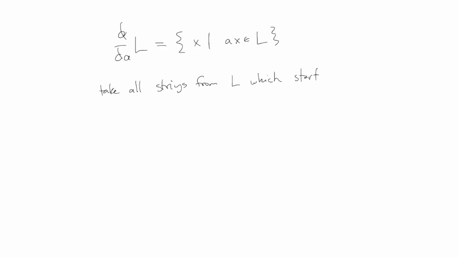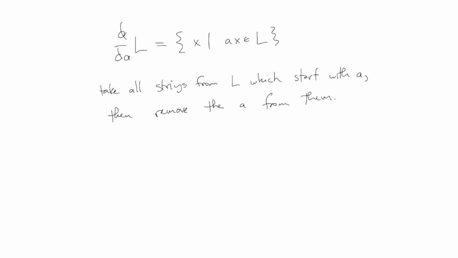If you have a set L, a language, you can take the derivative with respect to A or B or whatever. And the definition is this: x such that AX is in L. So in words, what you're doing here is you take all strings from L which start with A, and then remove the A from them. That's what the derivative means.